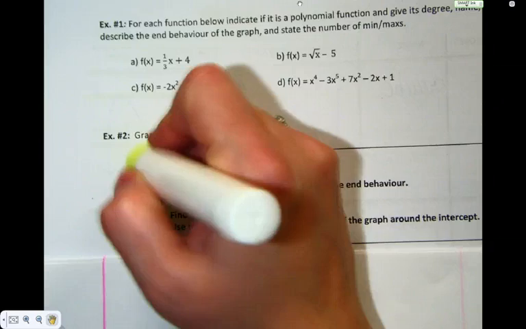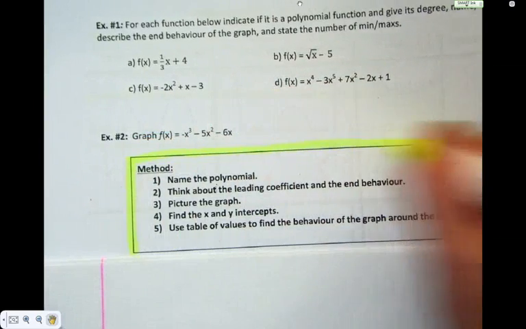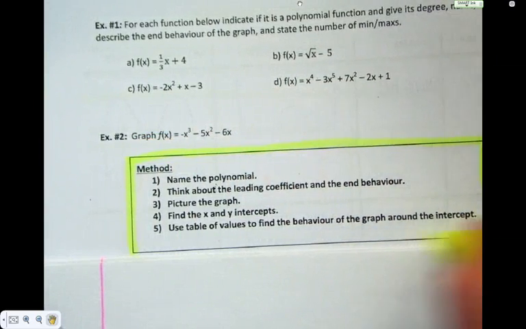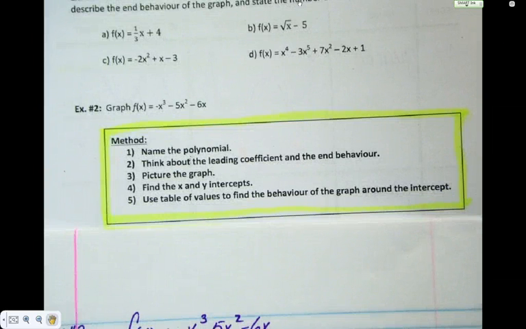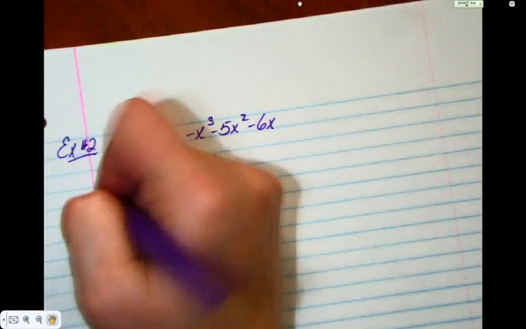So, steps we're going to follow. Step 1, we're going to name it. What's the point of naming it? Because then we can think about the end behavior. Before we know anything else, we'll know what the left-hand side and right-hand side are doing. That's going to help us picture the graph. Before we can even get values, we'll know the end behavior and how many max mins there are. Then we're going to find the intercepts, because those are always great points for graphing. And then we'll use a table of values, which really is just a test point to figure out what's going on between.